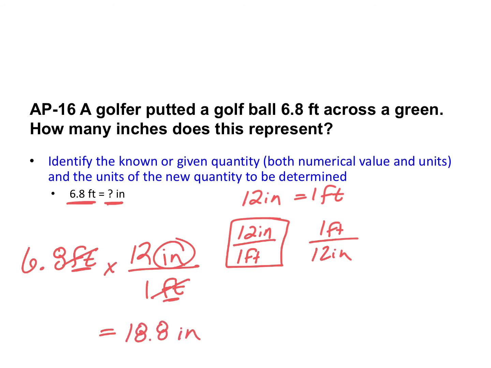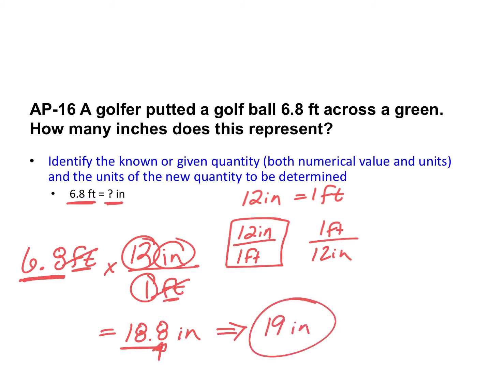We do need to keep significant figures in mind. I have 2 sig figs in the 6.8 feet. This 12 and 1, these are exact numbers. There's exactly 12 inches in 1 foot, so they are not considered in determining sig figs. So we are stuck with the 2 sig figs from the 6.8 feet. Currently my answer has 3, so we will round this. The 8.8 is going away, which rounds this up to 19 inches.